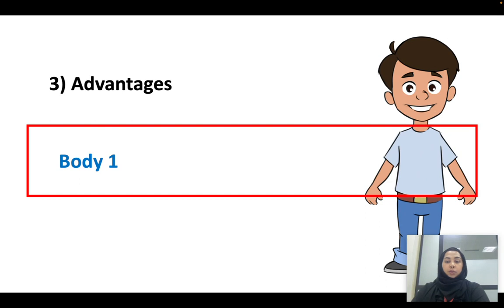In body one, we have to talk about the advantages. Of course, if you write any point, you have to back it up with an example. Okay? Just so it makes your essay stronger and it makes the reader more convinced in whatever you're trying to sell.